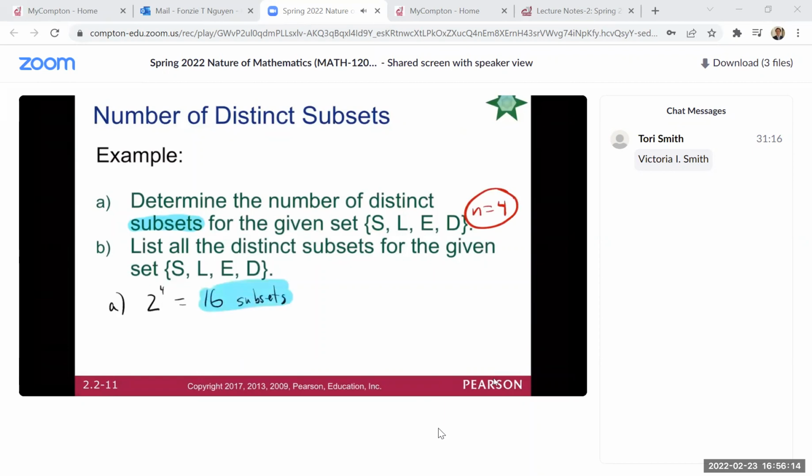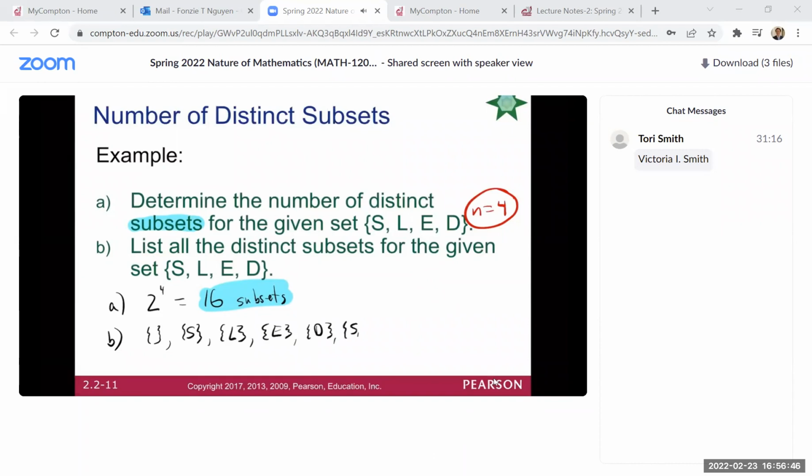All right. Part B, they want you to list all the distinct subsets. So this time they want us to write them all out. So remember, you can always start off with the empty set and then write out the ones that just have one single element in it. So what would that be? S, L, E, D. All right, then the ones that have two elements.